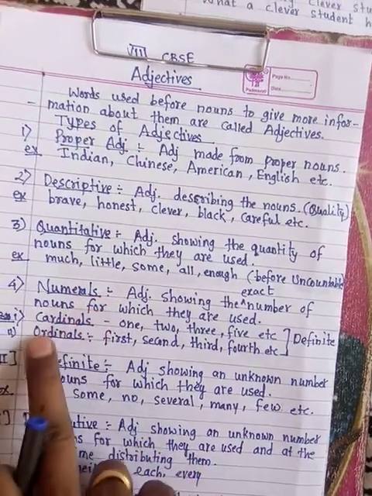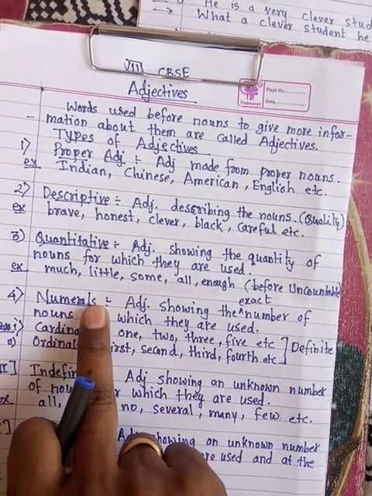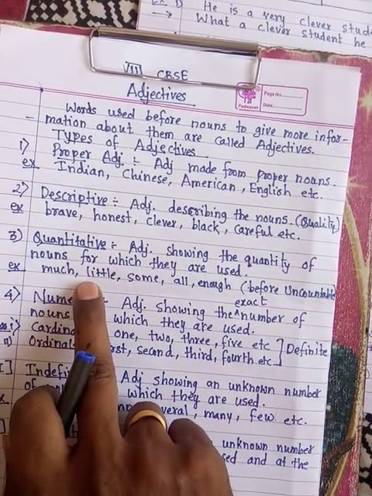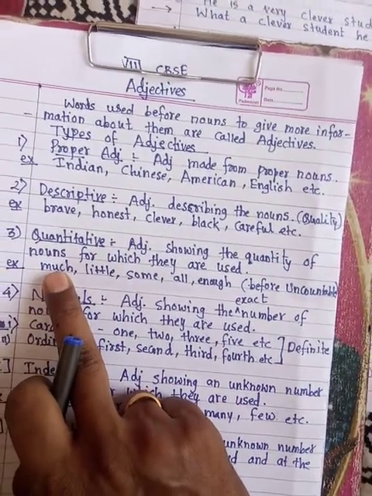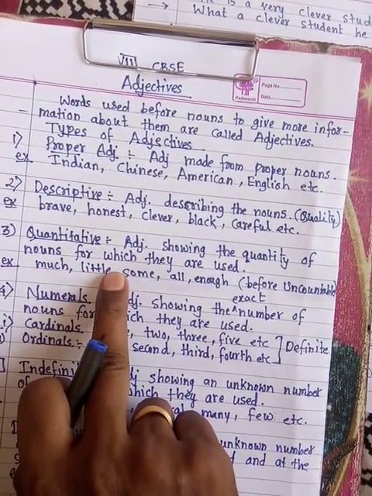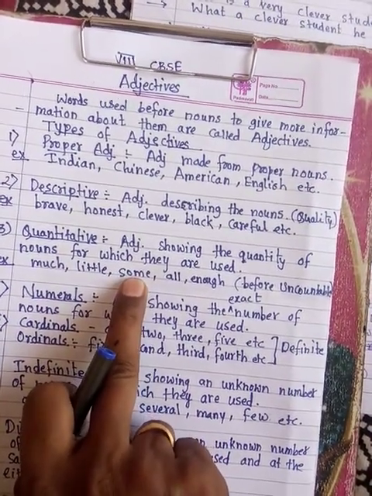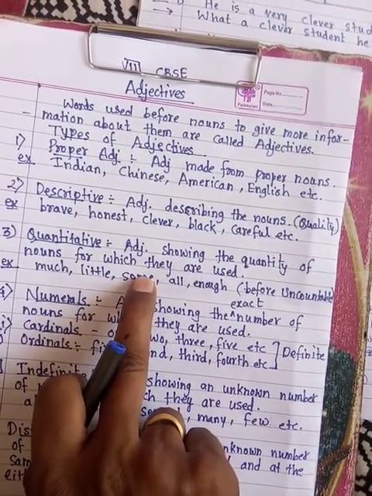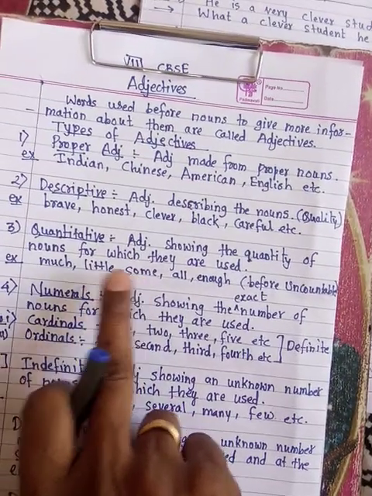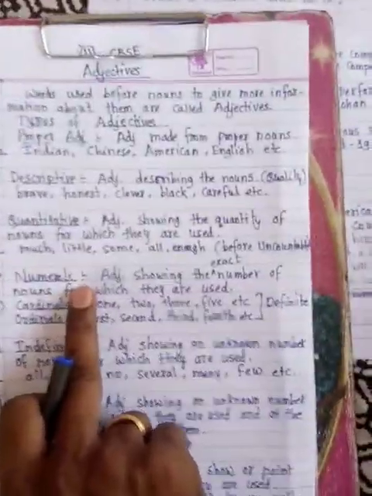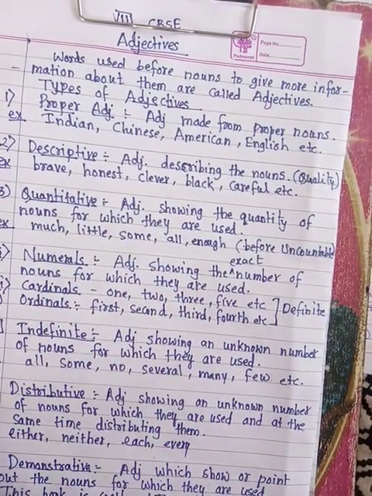Next type is numerals. The difference between quantity and numerals is that quantity words cannot be counted in numbers. For example, much water. Water cannot be counted in numbers. Little knowledge, little sense, it cannot be counted in number. Some ink is both numeral as well as quantitative, because it can be used with both countables and uncountables. But in case of numerals, all show the exact number for which they are used.